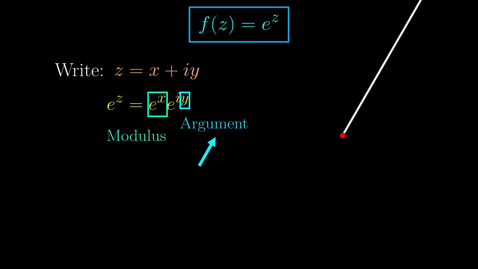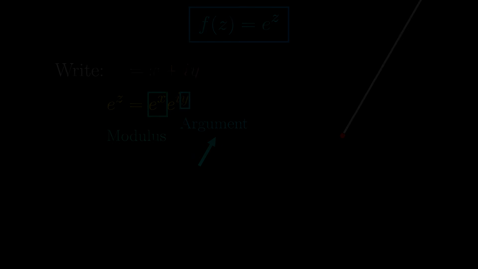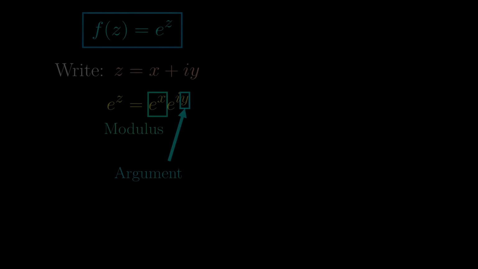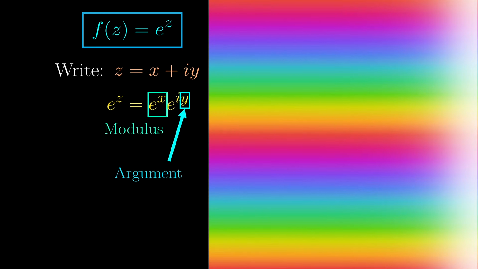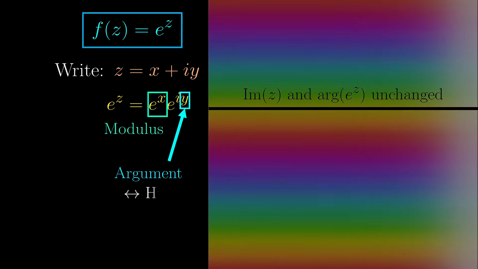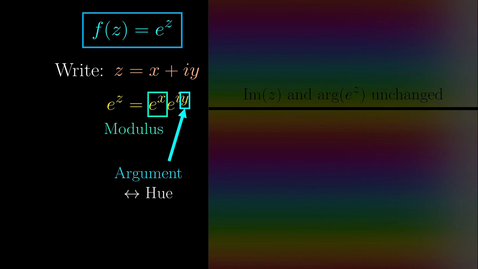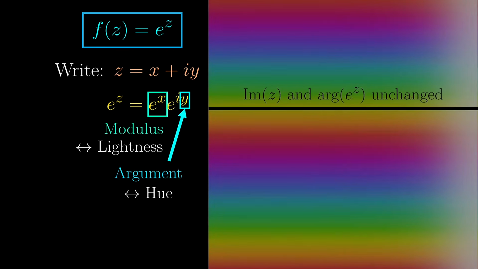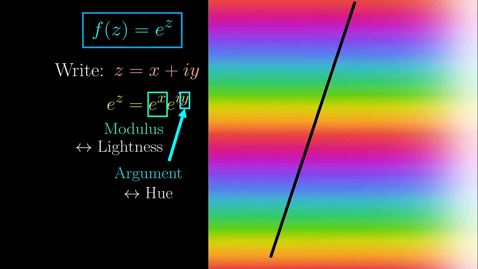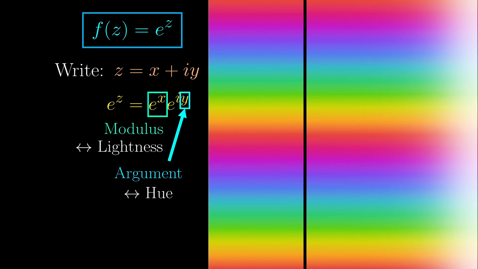This theme is going to be more prominent when we switch to using domain coloring for visualization. The first thing to see is the horizontal color bands, because again, the imaginary part, and thus argument, stays fixed along the horizontal lines, because the hue corresponds to the argument. At the same time, the modulus is represented by lightness, and so the lightness increases as we move to the right. And along vertical lines, only the argument changes, so the hue changes periodically along them.